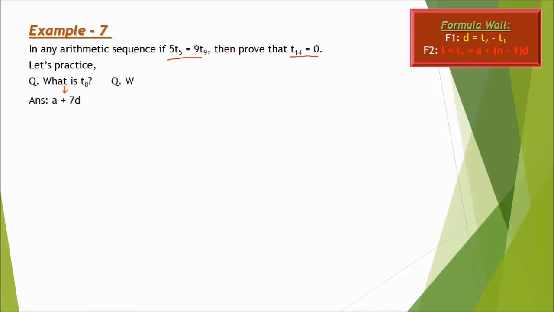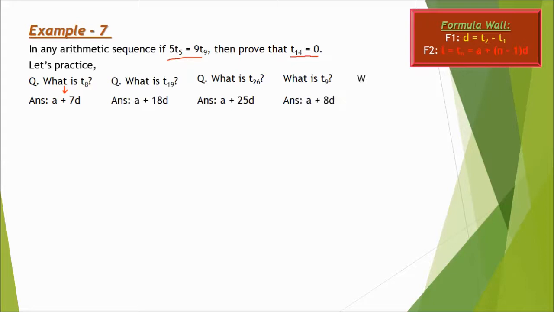But now another question, what is T19? That will be a plus 18d, as we have already practiced, and T26, that is a plus 25d, isn't it? And T9, that will be a plus 8d, and T5, that must be a plus 4d, and T14, that must be a plus 13d. Okay, how does this begin? Now let's check only one question. T26 is equal to, what we have to do is a plus 26 minus 1, isn't it? This is our formula, n minus 1 times d. The value of n is 26. So this will be a plus 25d.